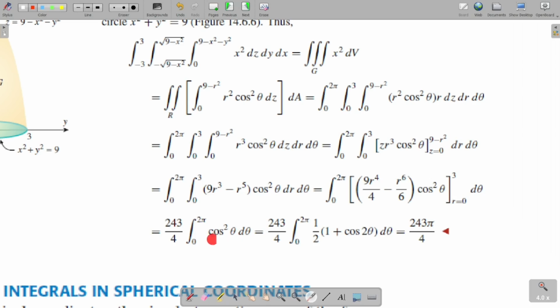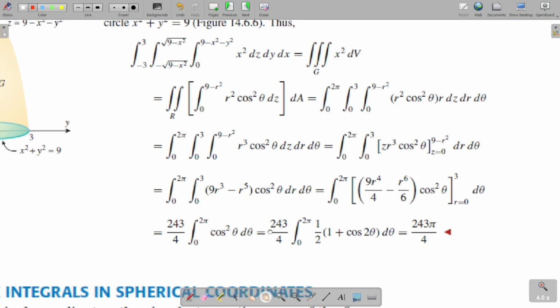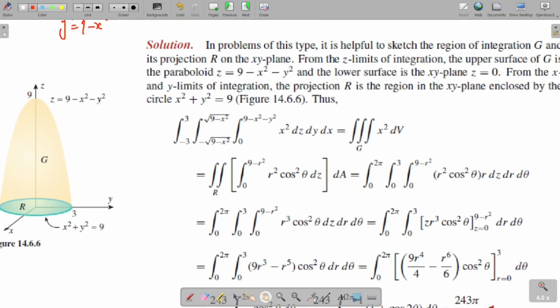And to integrate cos square theta, you have to use the formula. Cos square theta is 1 plus cos 2 theta by 2. Again integrating, we will get 243 pi by 4. So this is a way of integrating a function in cylindrical coordinate system.